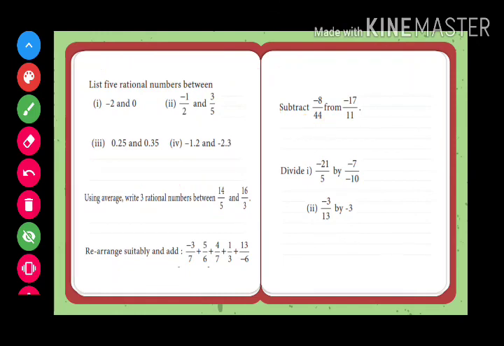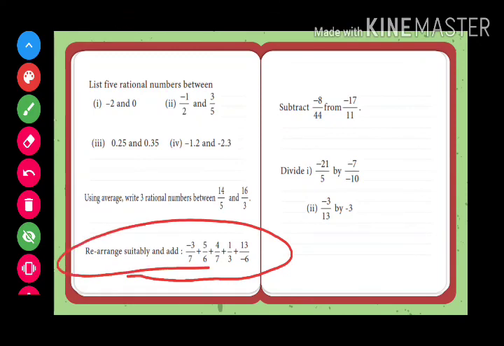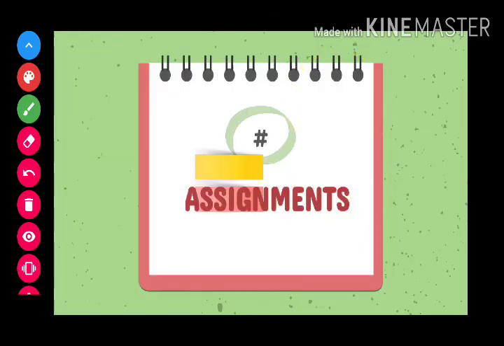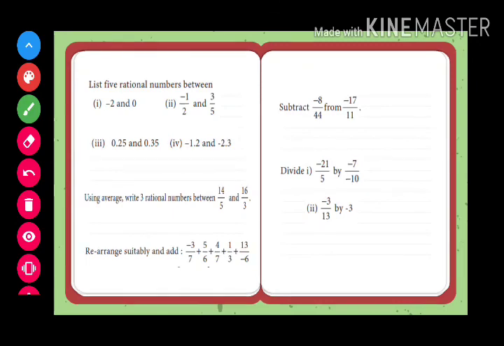In the third question, you have to rearrange suitably and add. What do you mean by rearrange suitably? You have to arrange these things in a corresponding order, and then add all the rational numbers. And the next question is subtraction. Subtract minus 8 by 44 from minus 17 by 11. This word from is really important. You know what you should do when it says from. And for divide, you already know, you have to take the reciprocal of the second term.